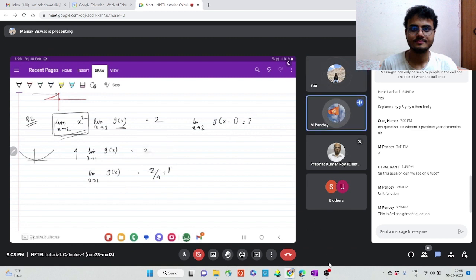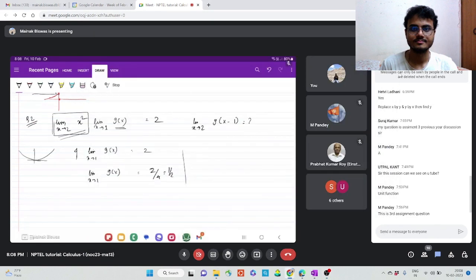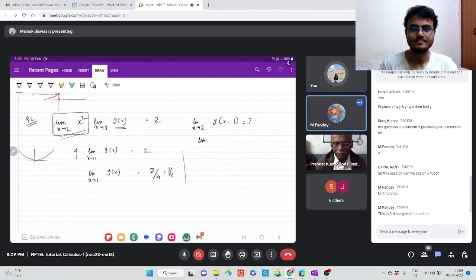Then what is the limit? It tends to 2, g(x) minus 1. So now you put the value of 2, right? So here I can write, x minus 1 tends to 1. Replace this variable by this, so you get half. Okay?